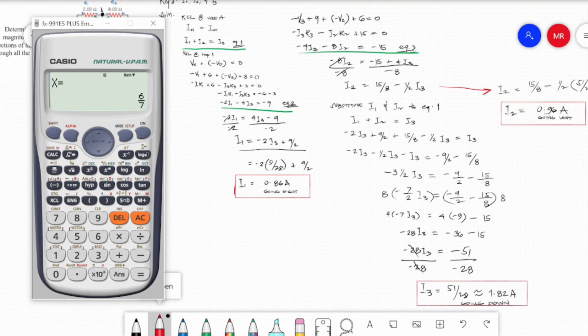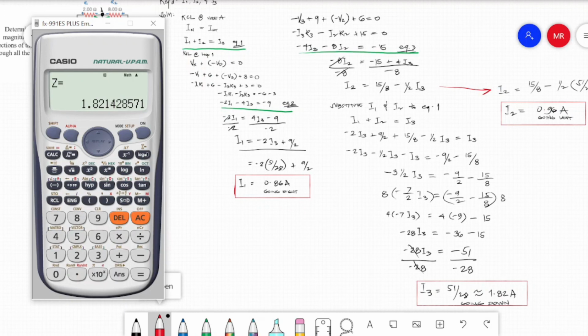Okay. I1 is 6 over 7. This is our value for I1, 0.86857. How about for I2? 27 over 28, or this is 0.96. That's our answer, 0.96 amperes. I3 is 51 over 28, or 1.82. That is also our answer for I3. So we have just confirmed that all our answers are correct.